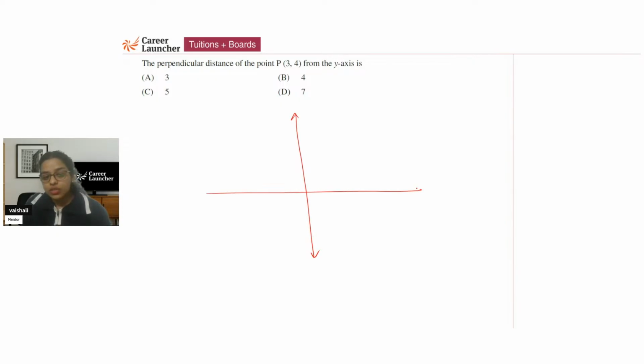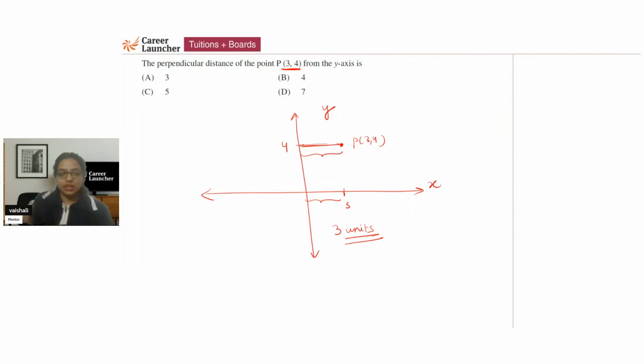So let me just draw it again. This is my x-axis and this is my y-axis. If this is a point, for instance, 3 here and 4 here, then the point here, which is P, is 3, 4. Now the perpendicular distance from the y-axis is going to be this distance, which is nothing but 3 units. Can you guys observe? There is a gap of 3 units. So I can simply say that the perpendicular distance from the y-axis is nothing but my x coordinate, which is 3. So option number A is correct.